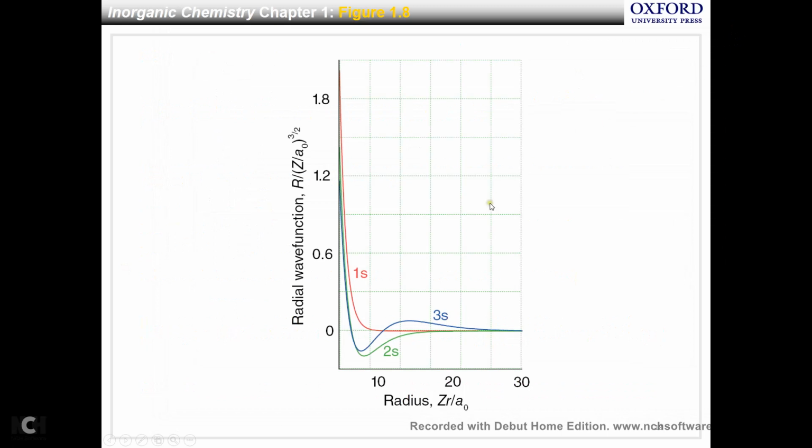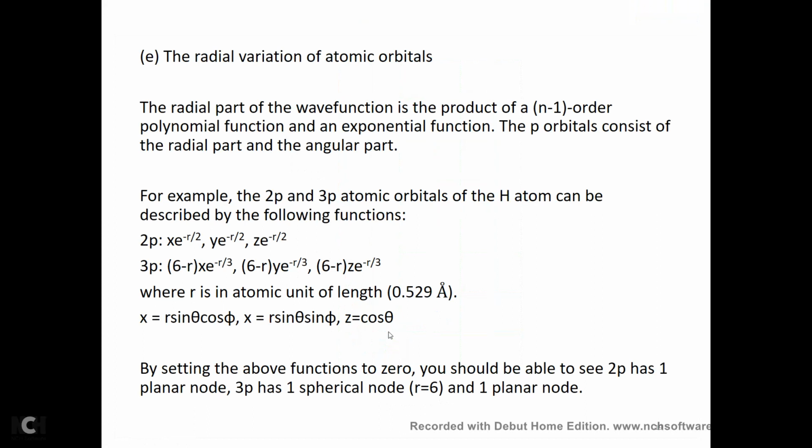This shows you the number of nodes. 1s, no node. 2s, 1 node. 3s, 2 nodes. 4s, 3 nodes. 5s, 4 nodes. Now, the radial variation of the atomic orbitals.